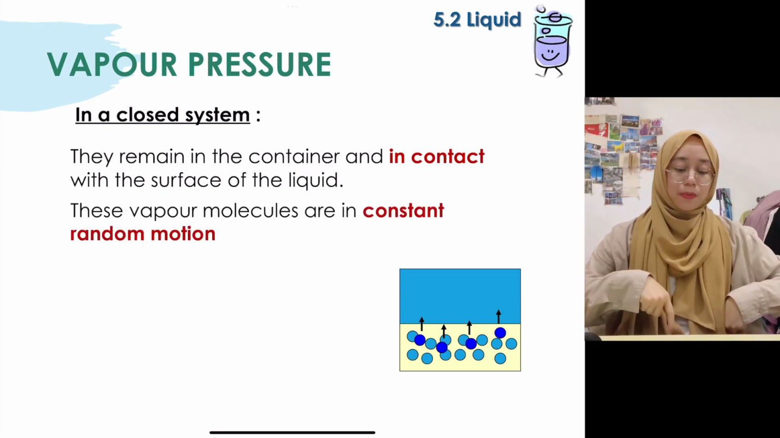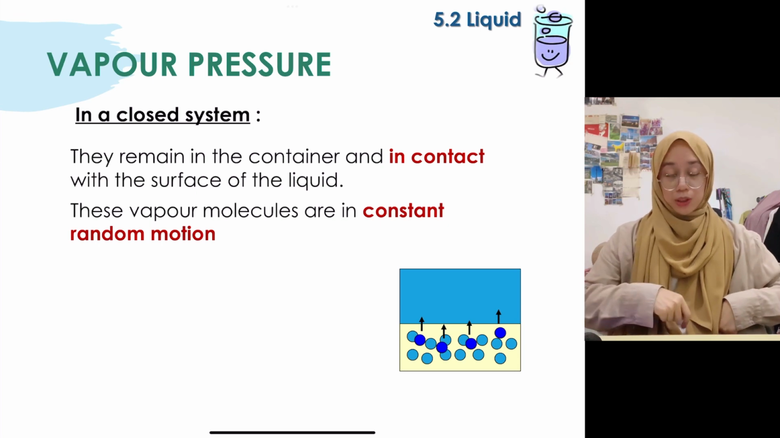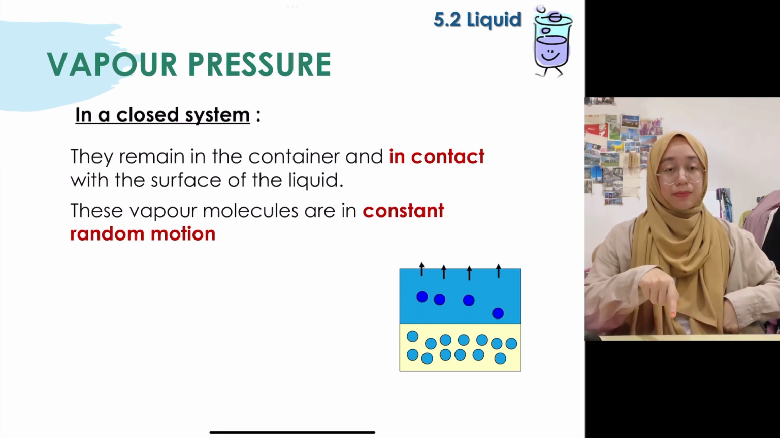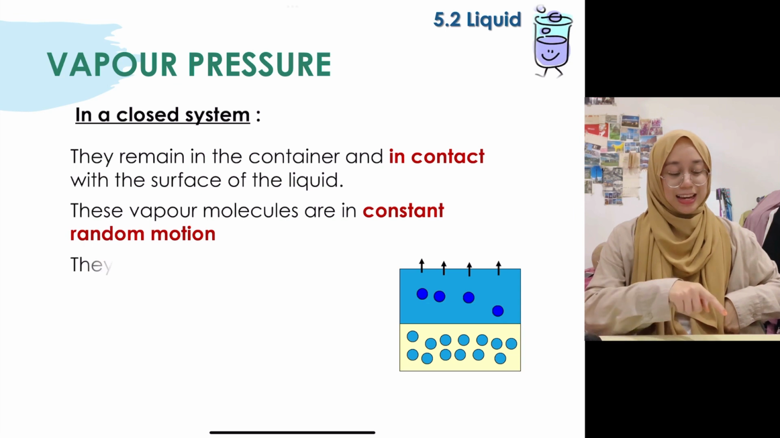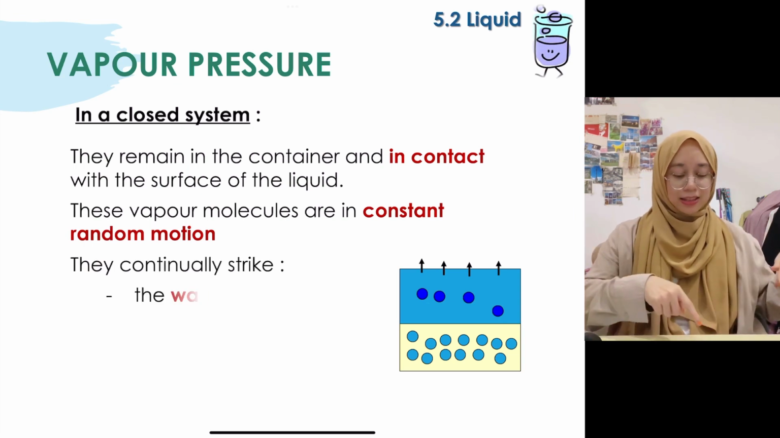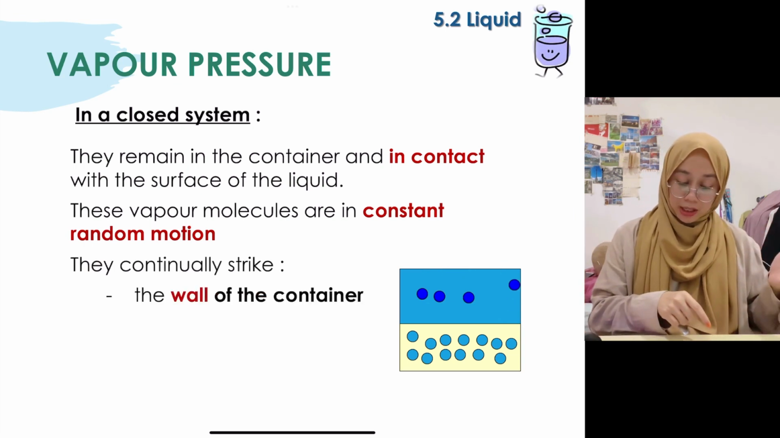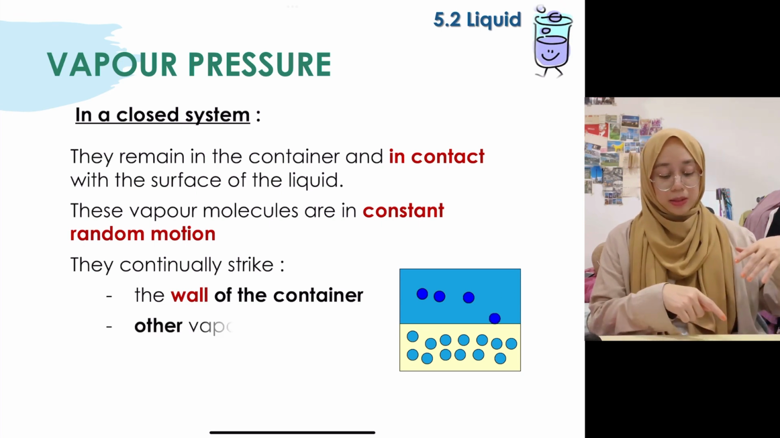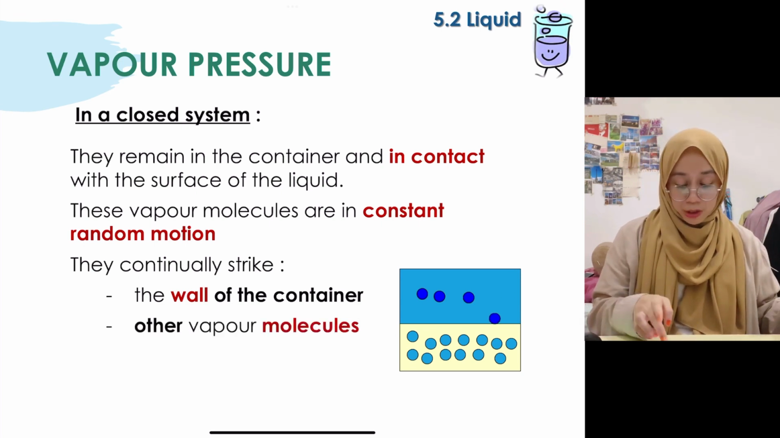Okay, so these vapor molecules they are in constant random motion. So macam yang tengah bergerak tu. Okay, so they continually strike. Okay, sometimes they strike the wall of container. Okay, sometimes they collide with other vapor molecules.